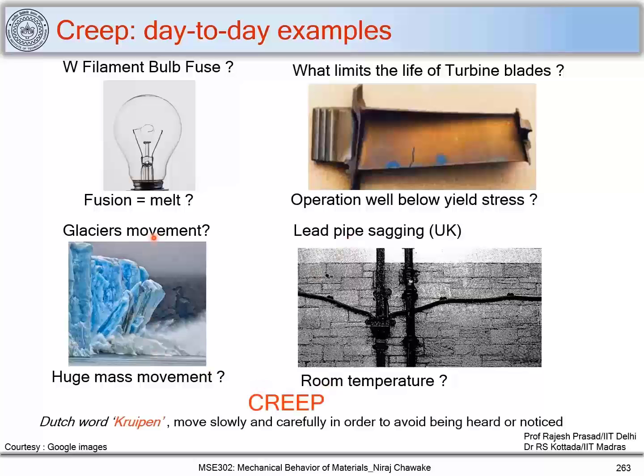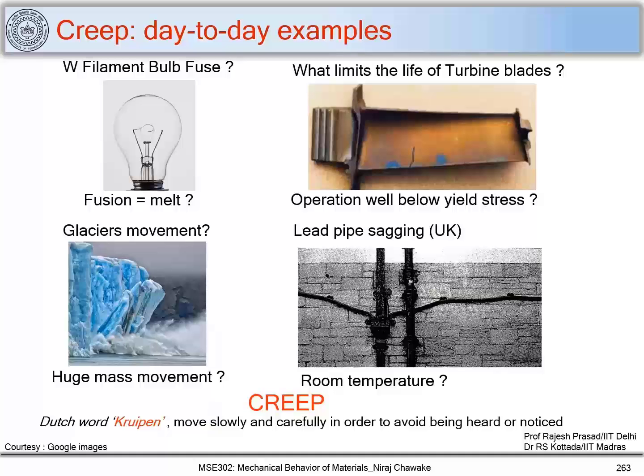In all these examples, the deformation occurs through creep. Creep is derived from a Dutch word, kruipen, which means to move slowly and carefully in order to avoid being heard or noticed. In all these examples, the failure gets unnoticed. Here we can see a catastrophic failure occurring suddenly, and that gets unnoticed during the service. So we define creep as a mechanism which goes unnoticed if you are not careful enough.